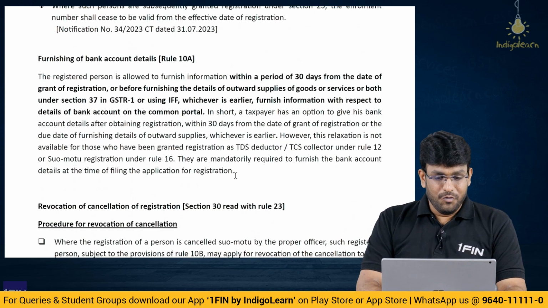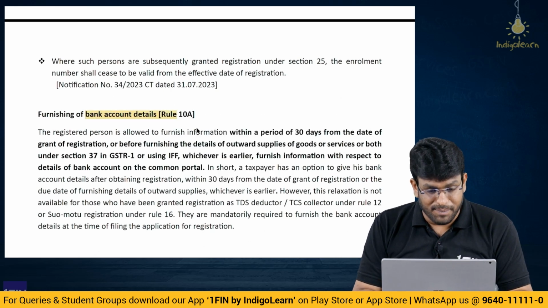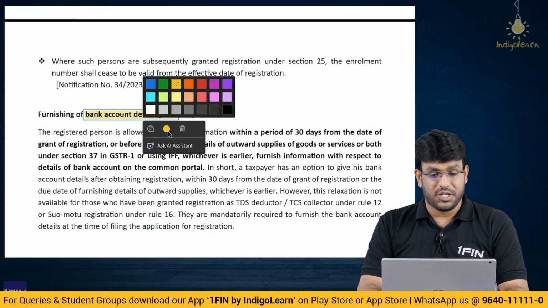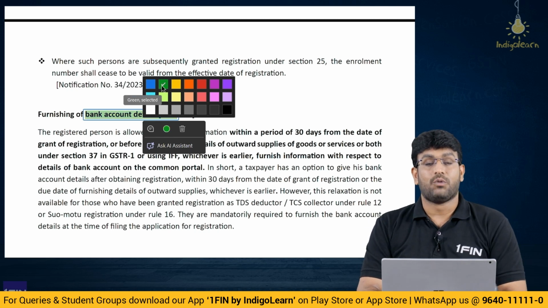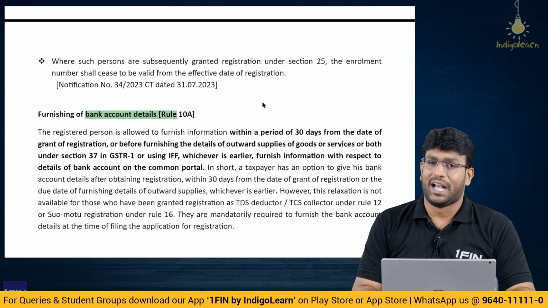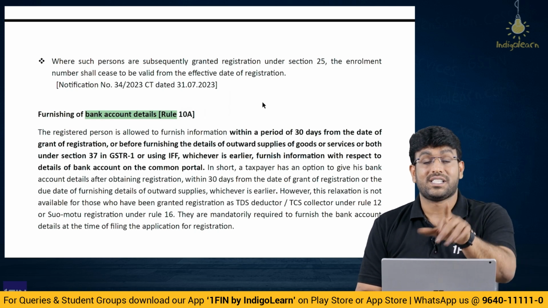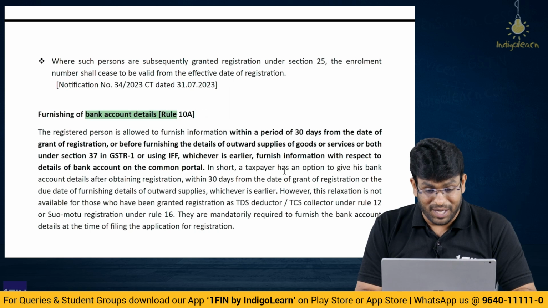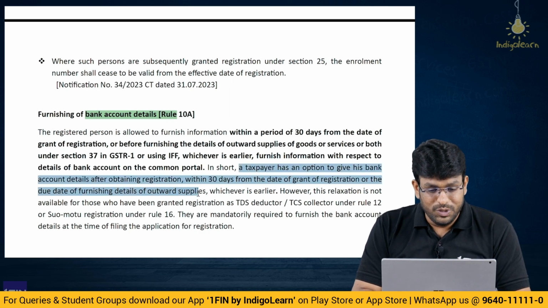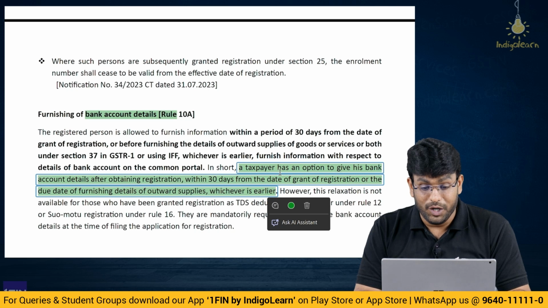Next point. Furnishing of bank account details. We know that the bank account details can be submitted even after obtaining registration. But you have to update the bank account details, my dear friends, within 30 days from the date of grant of registration or before the due date of furnishing GSTR-1. What is GSTR-1? Statement of outward supplies. If you don't do that, registration will be suspended, my dear friends. Not a joke. Very big point to be noted.